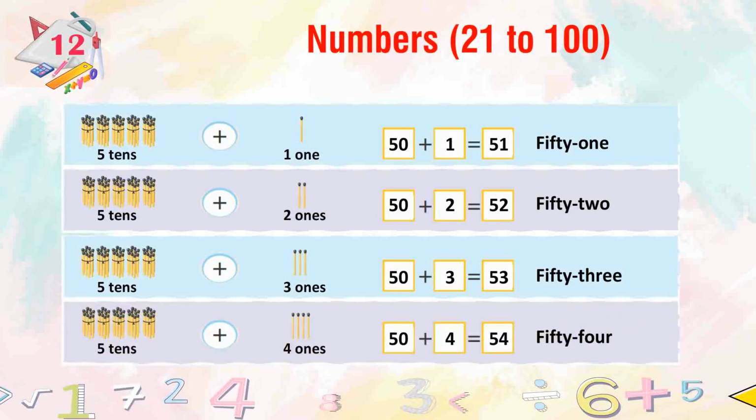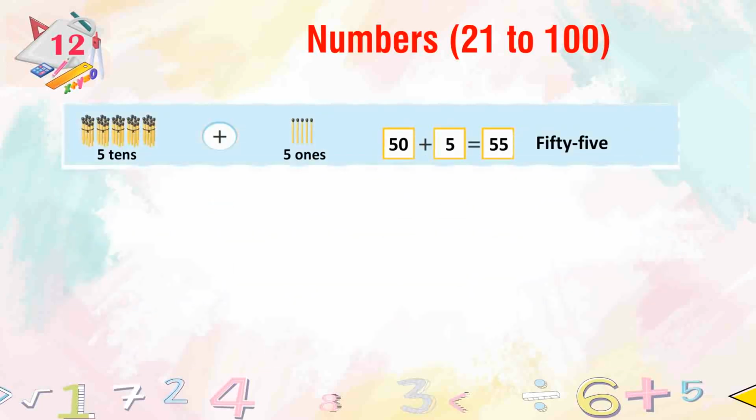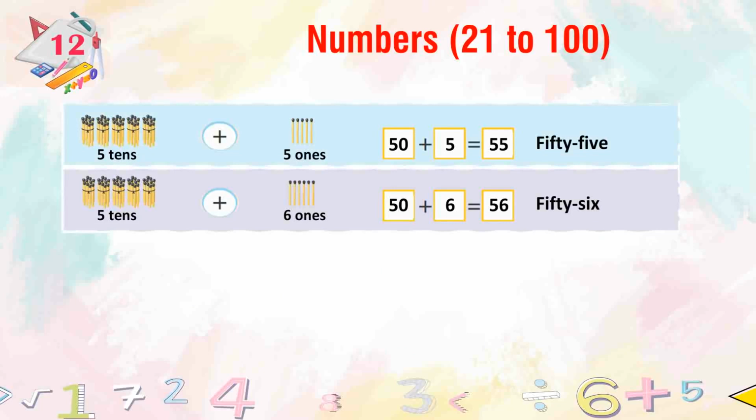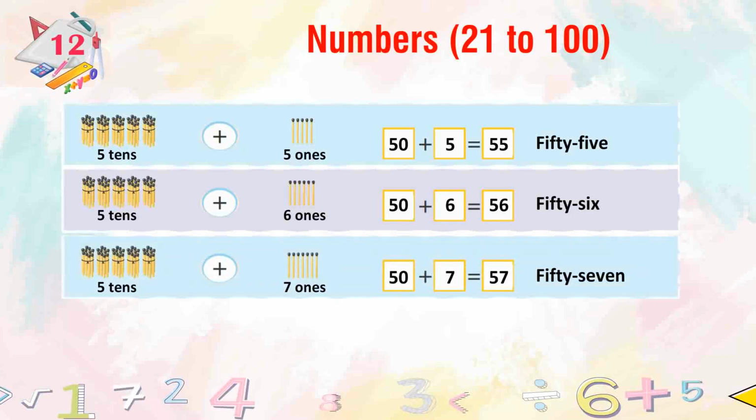Five tens plus 4 ones, 50 plus 4 is equal to 54. Five tens plus 5 ones, 50 plus 5 is equal to 55. Five tens plus 6 ones, 50 plus 6 is equal to 56. Five tens plus 7 ones, 50 plus 7 is equal to 57.